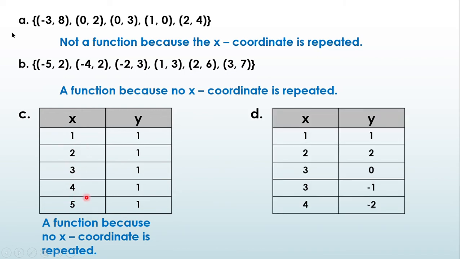Alright, so for letter D, domain, we have positive 1, positive 2, positive 3, positive 3, positive 4. And the range 1, 2, 0, -1, -2. Alright, so dito pa lang, once we observe x values, we have positive 3 repeated. Positive 3, yung range ay 0. Then, ang isang positive 3, yung range is -1. So, this is not a function because the x-coordinate is repeated.